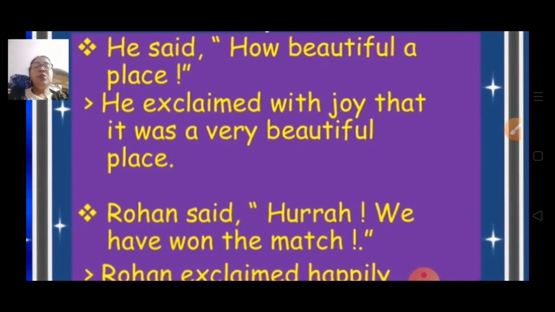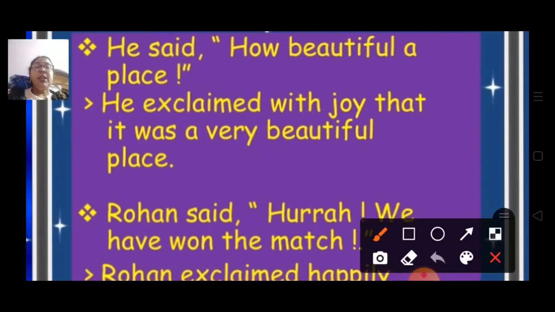He said, "How beautiful a place!" Now here you can see "he exclaimed." So whenever we see "how" and the exclamation mark, we recognize that this direct statement is written in an exclamatory sentence. Now how are we going to change it? He exclaimed with joy that it was a very beautiful place.